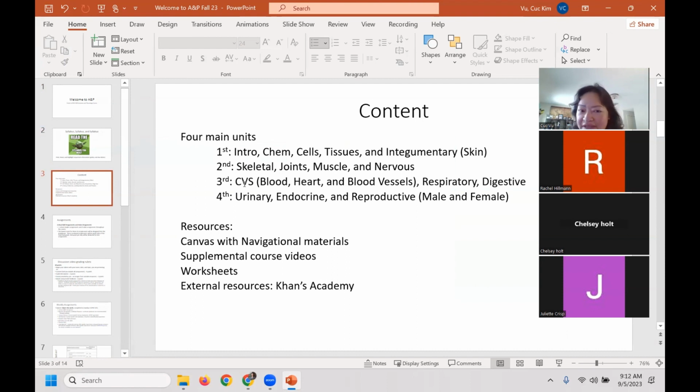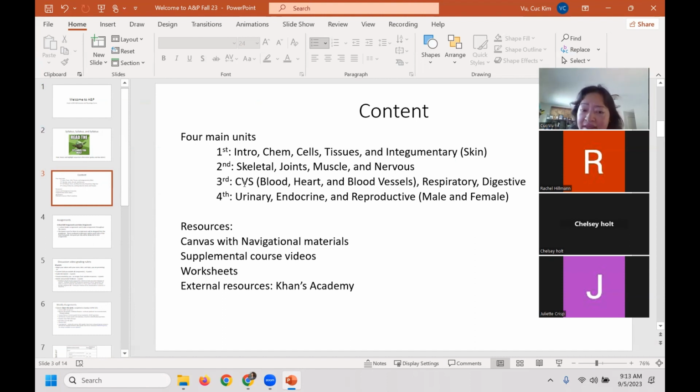So this course is divided into 4 main units. The first unit includes the introduction. Those are like introduction terms and things like homeostasis. Then chemistry, cells, tissues, and the integumentary system, which is the skin, nails, and hair as well.